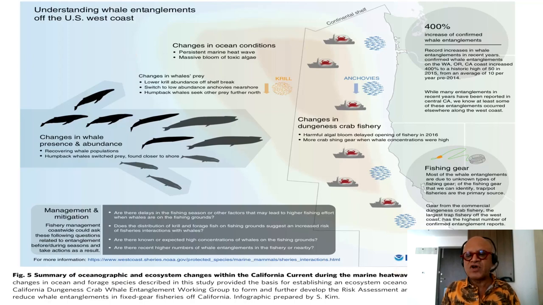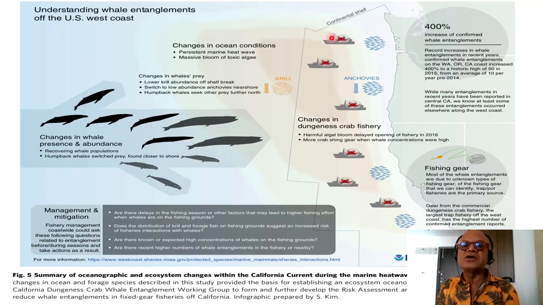This is an infographic from NOAA Fisheries. So this is the summary of oceanographic and ecosystem changes within the California current during marine heat waves. The synthesis of information on changes in ocean and forage species described in this study provides the basis for establishing an ecosystem oceanographic perspective and so on. So here you have the California coast. Let's read a few things.